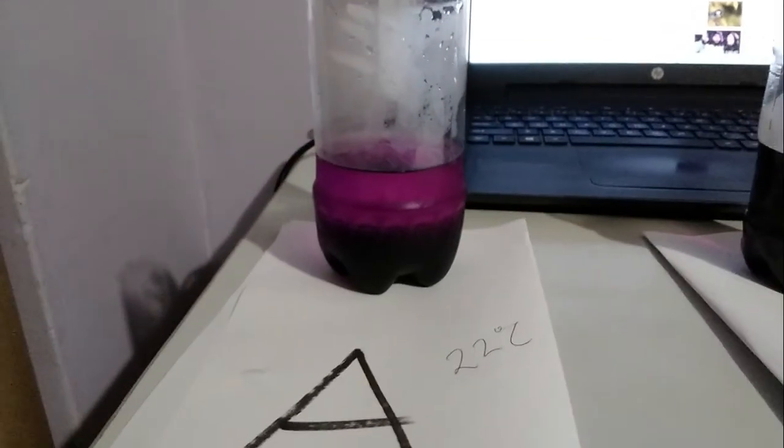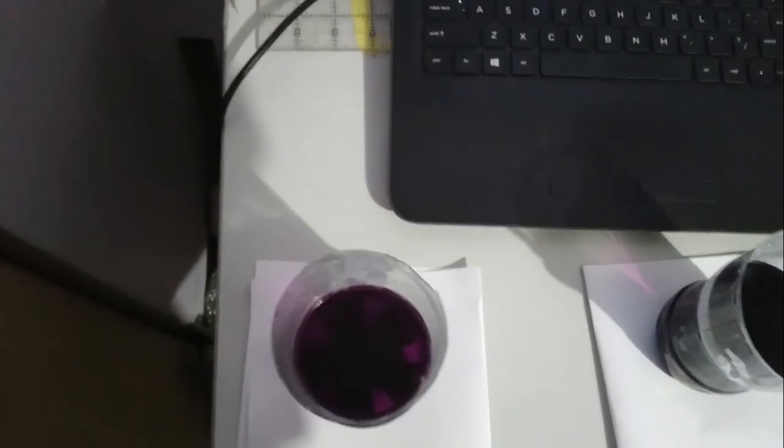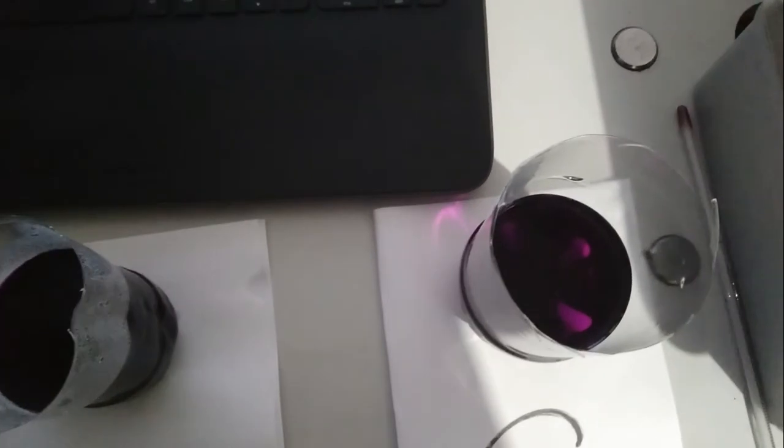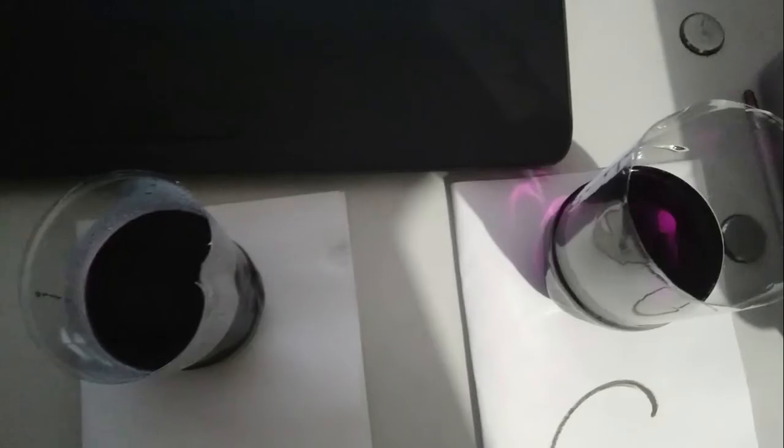While we're still looking at the other 2 containers, the temperature is pretty close. Temperature here is 28 degrees Celsius, and over here the temperature is 22 degrees Celsius. We are 2 minutes and 38 seconds into the experiment. This is of course a diffusion experiment, so we are having a view from above. We're trying to look through the water column just to see how fast the rate of diffusion would have taken place in the hot water versus cold water versus room temperature water.